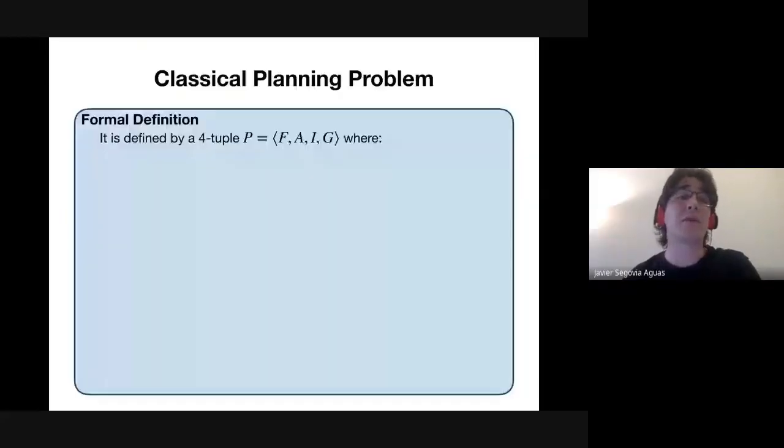So what is the formal definition then of classical planning? We define a classical planning problem as a four-tuple, F, A, I, G, where F is the set of fluents or Boolean variables, which we also understand as facts, which describe a state space S with the size of 2 to the power of the size of F. This means that we may have all possible combinations of true and false values assigned to these variables.